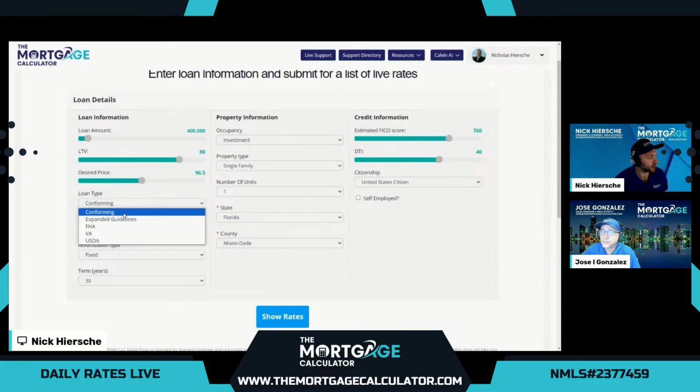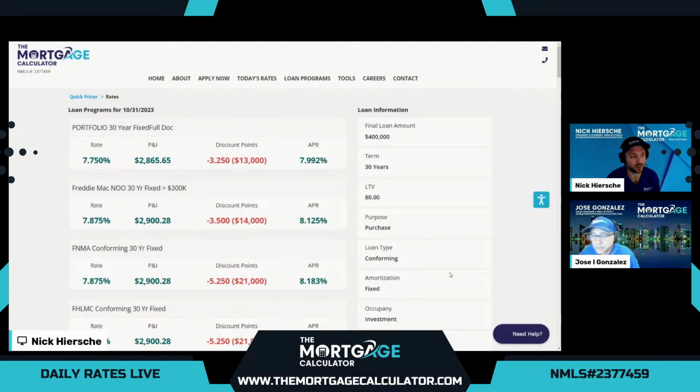And we'll compare our conforming conventional examples to our expanded guidelines, also known as non-QM. Remember, government programs do not work at all for investments. No FHA, VA, or USDA. So we'll just compare these two here, starting with conforming conventional. Everything else will stay exactly the same. The only thing we've edited here is the occupancy. So we can see the adjustments the conventional programs have for investments.